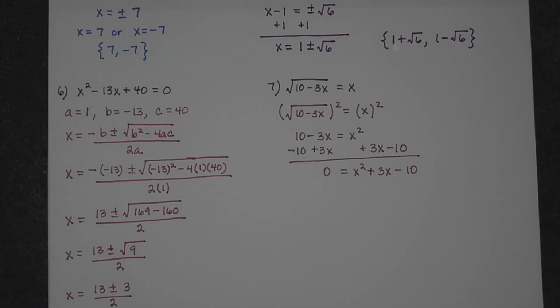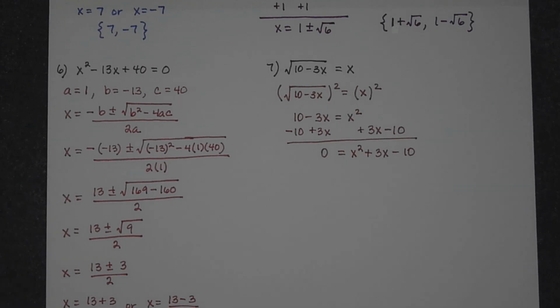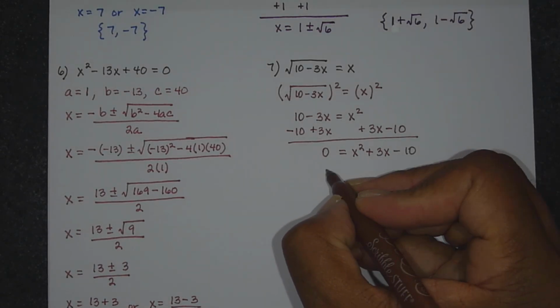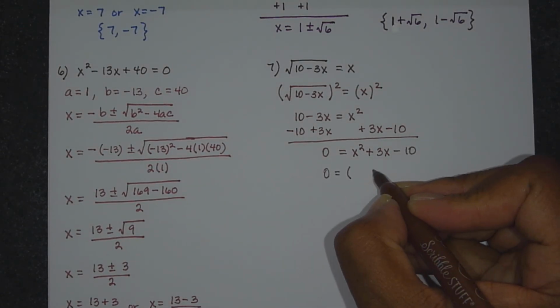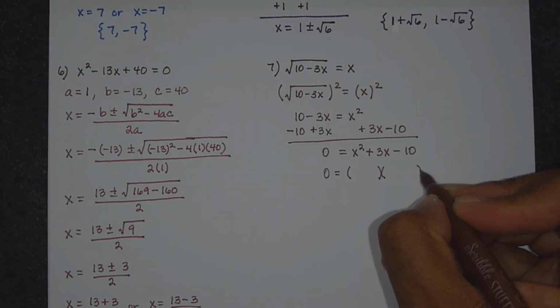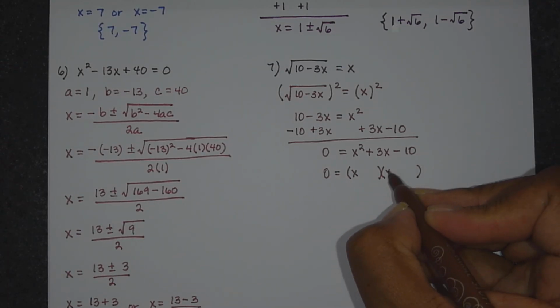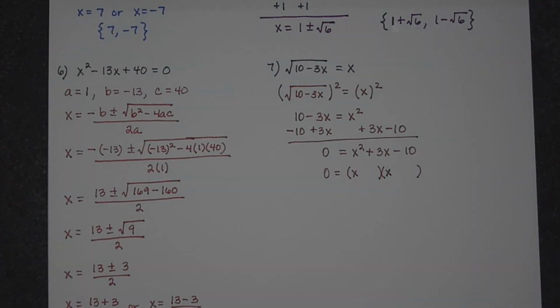So here I have a quadratic equation, which I'm going to try to solve for x. Pretty much I'm going to try to factor x squared plus 3x minus 10 into two binomials. So I've got the two parentheses here. X squared breaks up as x and x. Now let's think about this. What factors of minus 10 will give us 3x as a middle term?